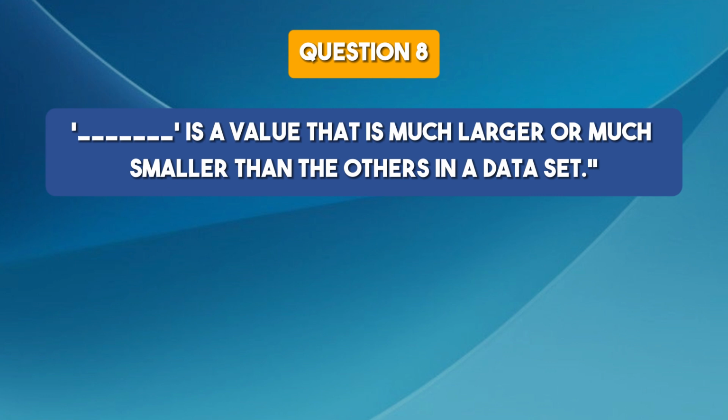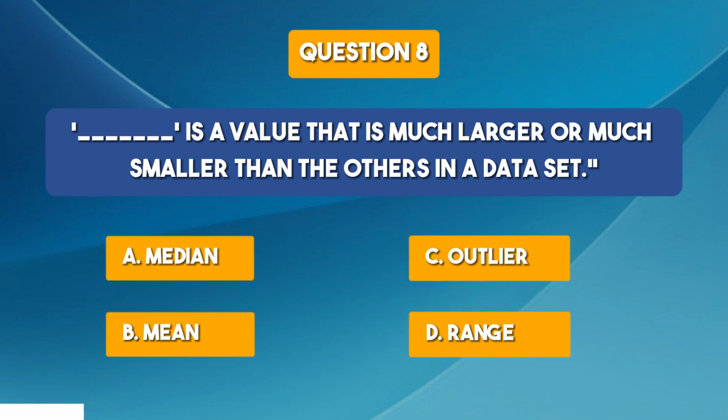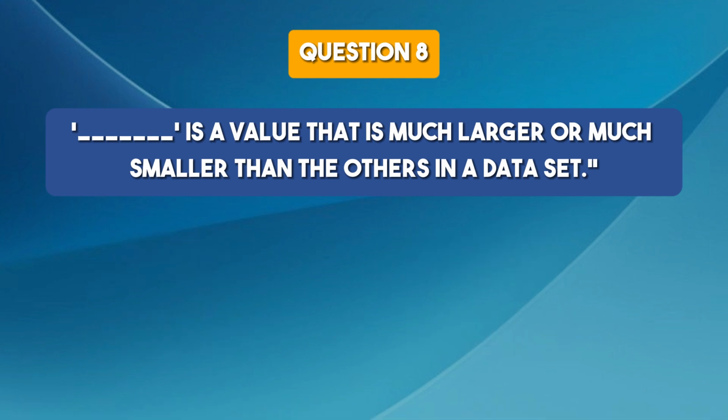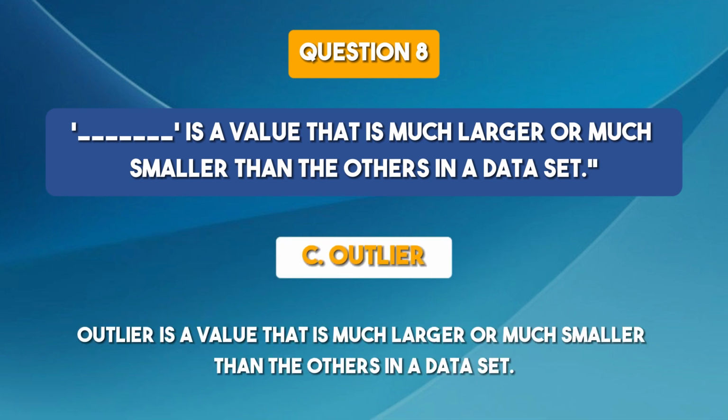Almost there! Question 8 is a value that is much larger or much smaller than the others in a dataset. The correct answer is C, outlier. Outlier is a value that is much larger or much smaller than the others in a dataset.